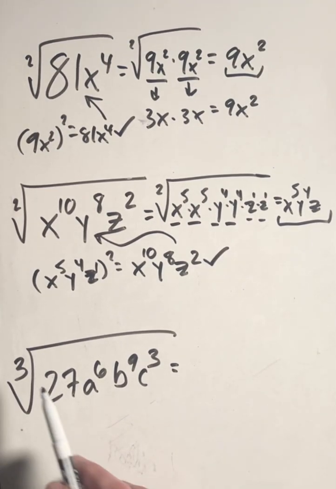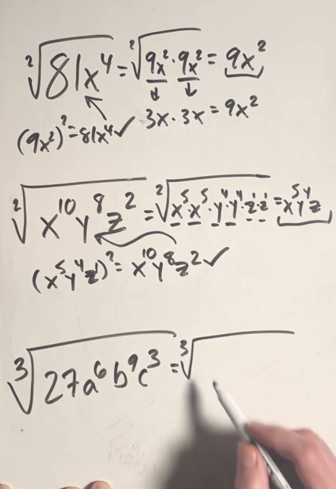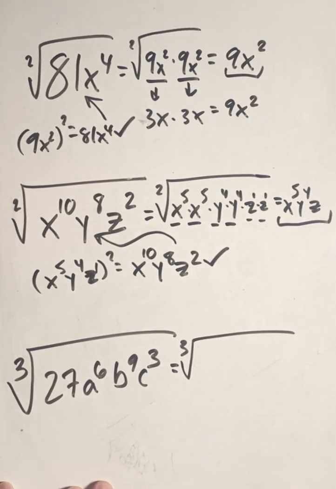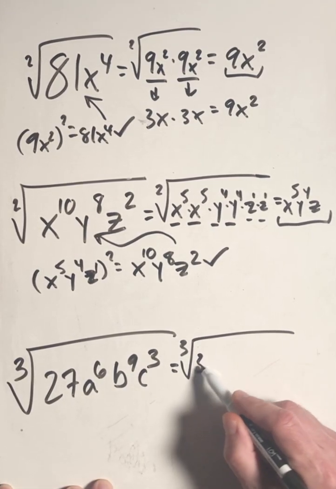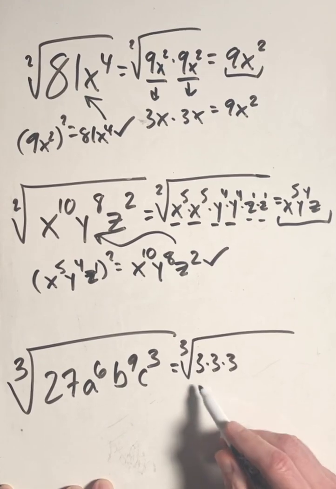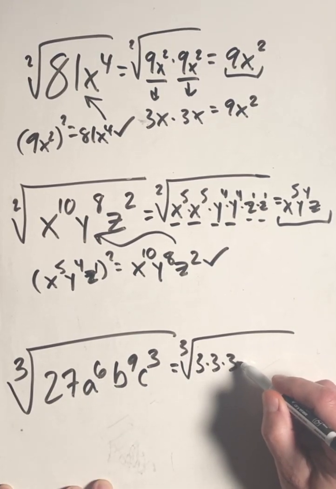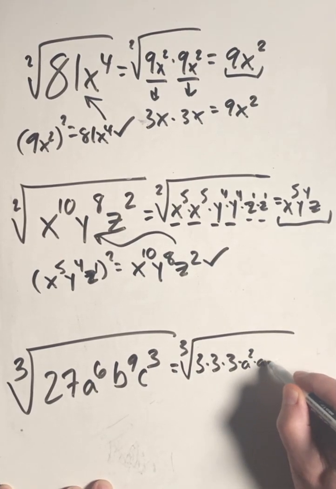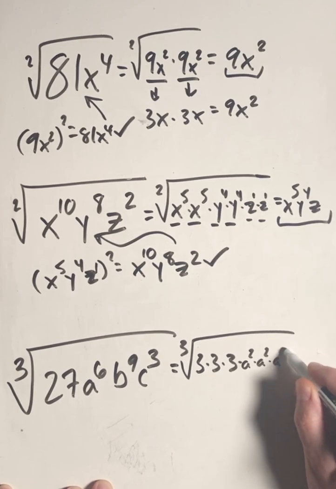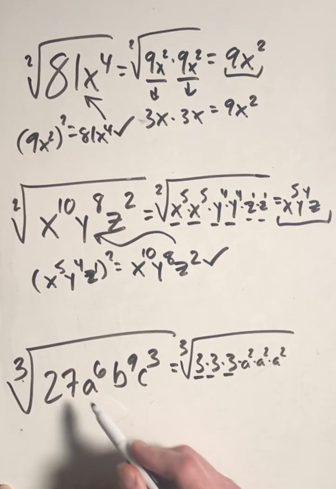Last one down here. The index is 3, so we're looking for a cube root. So we're looking for 3 factors that multiply to get us each of these things. So 3 factors that multiply to 27, well, that's 3 times 3 times 3. For a to the 6th, I'm looking for 3 things that multiply to a to the 6th, and they have to be the same. Well, that's a to the 2nd times a to the 2nd times a to the 2nd. Again, in each of these, I'm looking for 3 groups because that's what my index is.